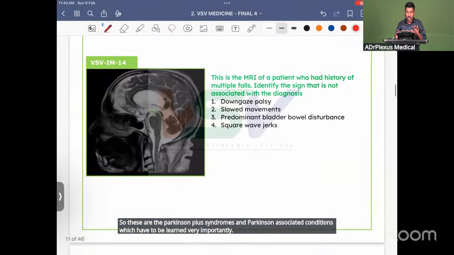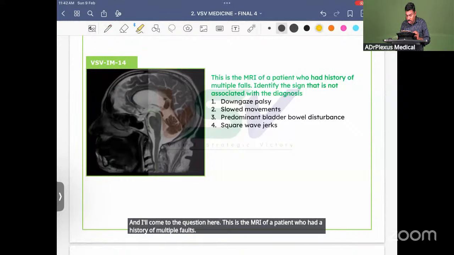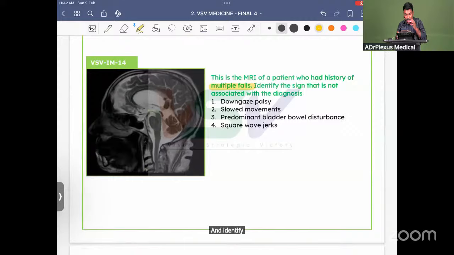And I'll come to the question here. This is the MRI of a patient who had a history of multiple falls. Identify the sign that is not associated with the diagnosis. What should the answer be here? You see the MRI. Which is not associated with this condition?